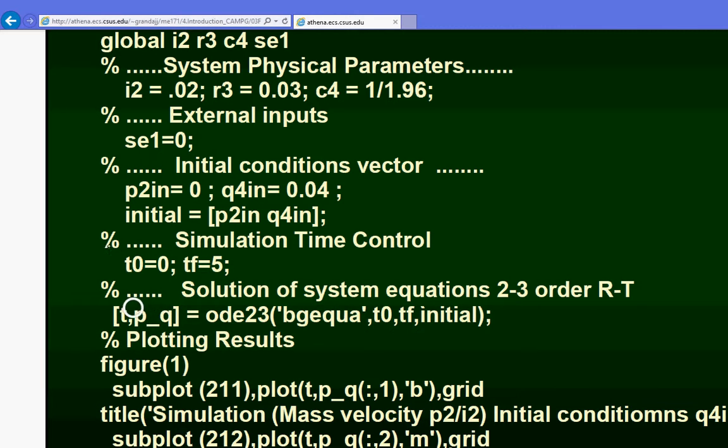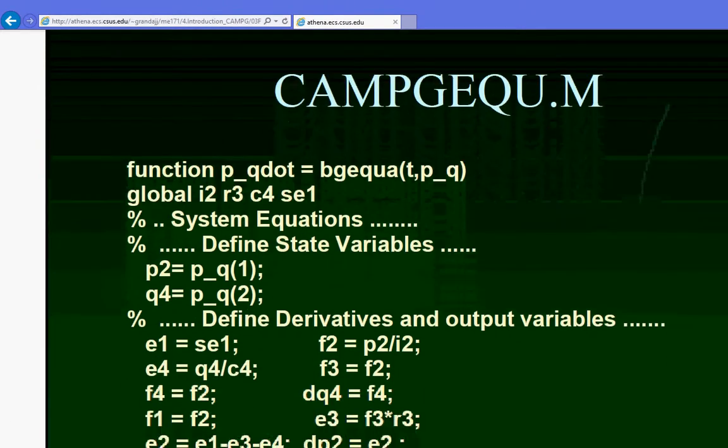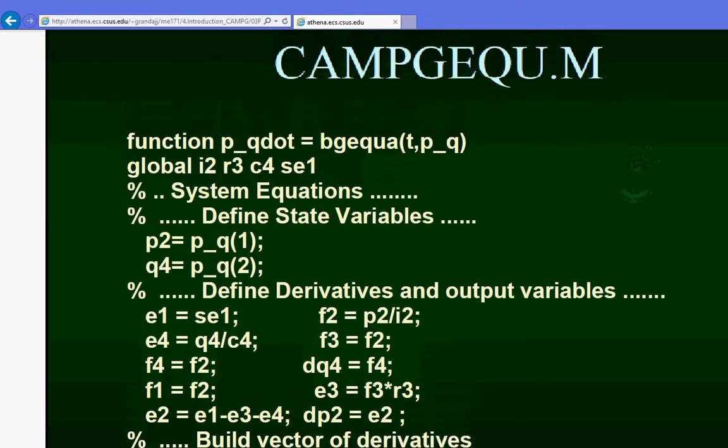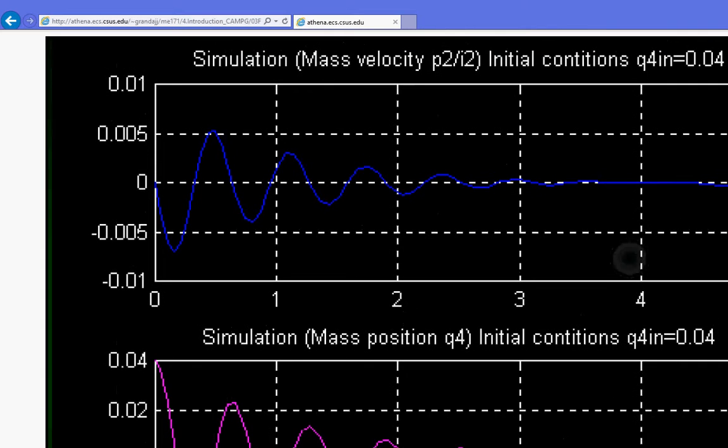Here you have the computer simulation of the velocity, and in this case the initial condition was 0. Okay, so this is the way we do the computer simulation once we have a file that describes the system and is clear on the objectives here. Any questions about this?